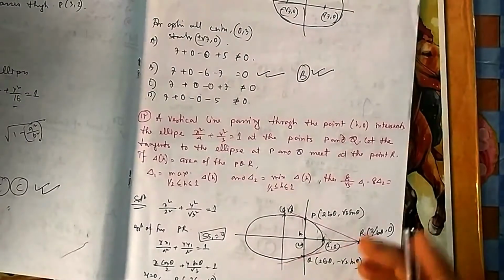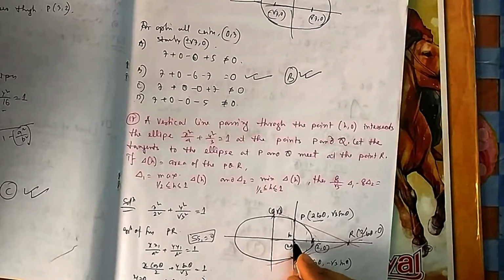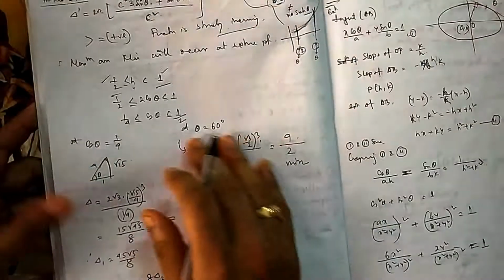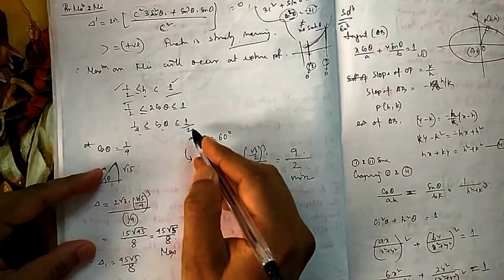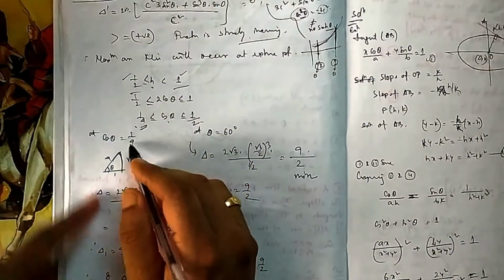So h is 2 cos theta. That one you can see. This is your h, because h is this point. This point is 2 cos theta, comma 0. So from that you will find the range of cos theta. So cos theta is from 1 by 4 to 1. If it is 1 by 4, then it is maximum. Cos theta is 1 by 4.